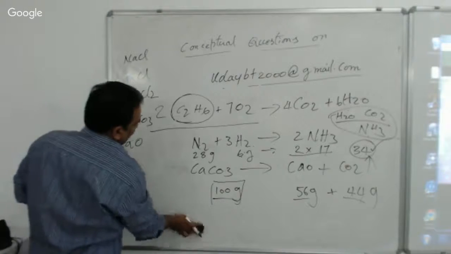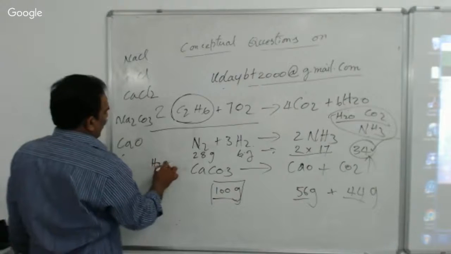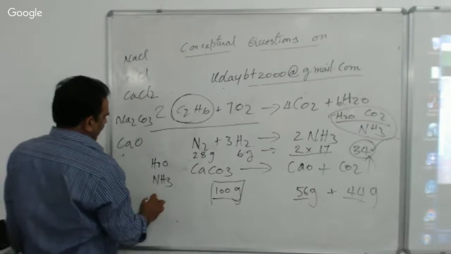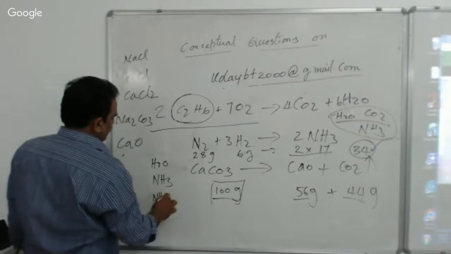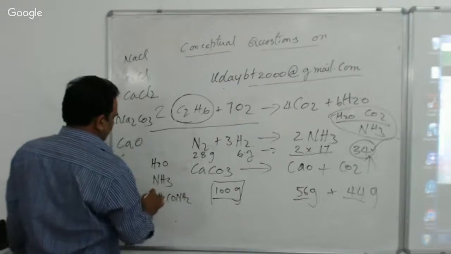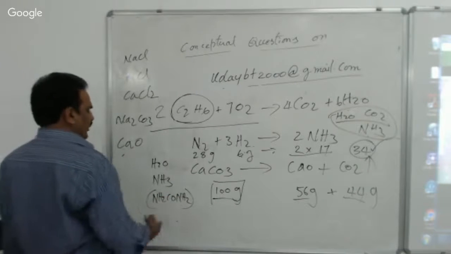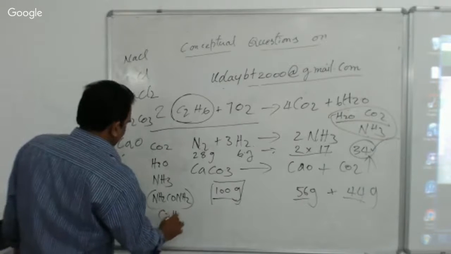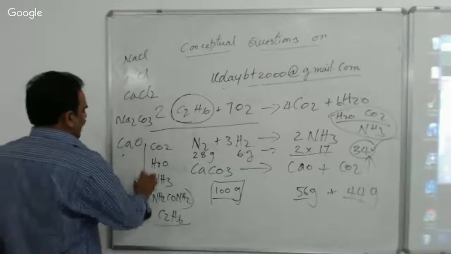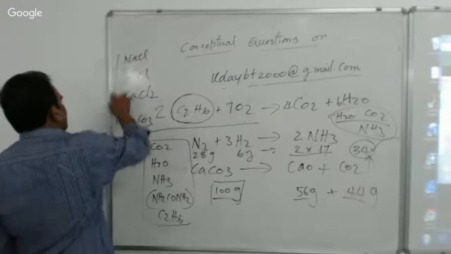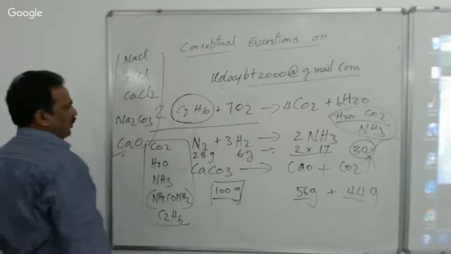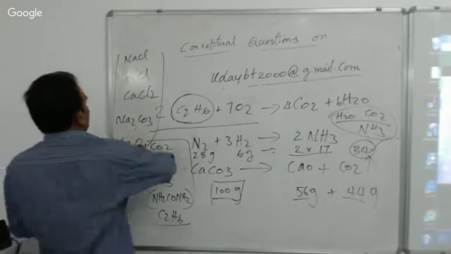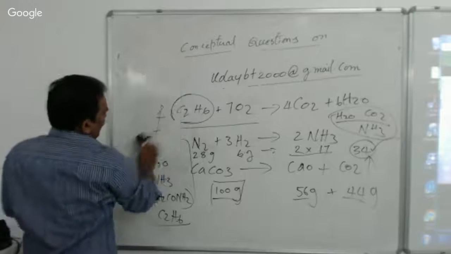On the other hand, covalent compounds are like H2O, NH3 (ammonia), and urea, NH2CONH2, so you can calculate the molecular mass of urea. Carbon dioxide is a covalent compound, and so is C2H6, so we use the molecular mass. The term molecular mass is used for covalent compounds and the term formula mass for ionic compounds. Okay? Yes, sir.